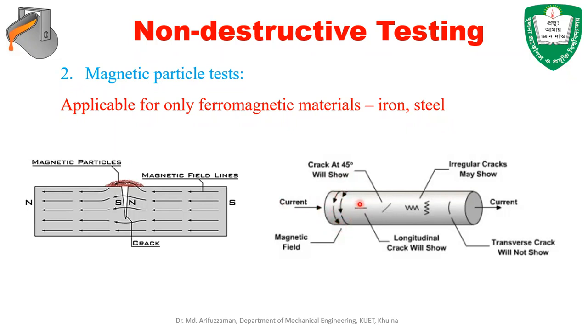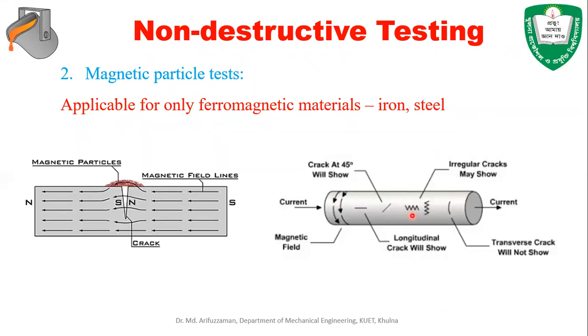The first one is interacting with the magnetic field. When you move the device through the cylinder, the longitudinal crack will appear. You will be able to see this because the magnetic field lines will be disturbed by the crack here. And also the crack at a 45-degree angle will disturb the magnetic field, and the particles will be stuck in this region.